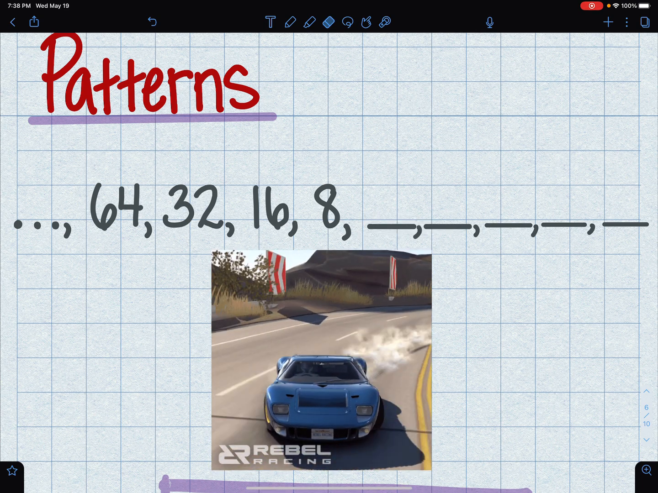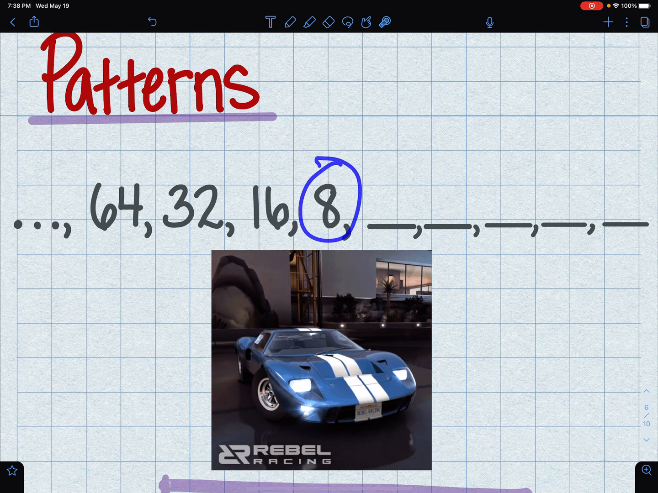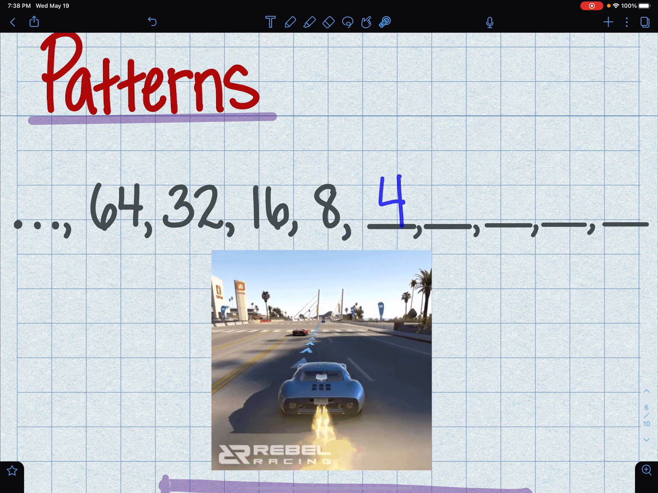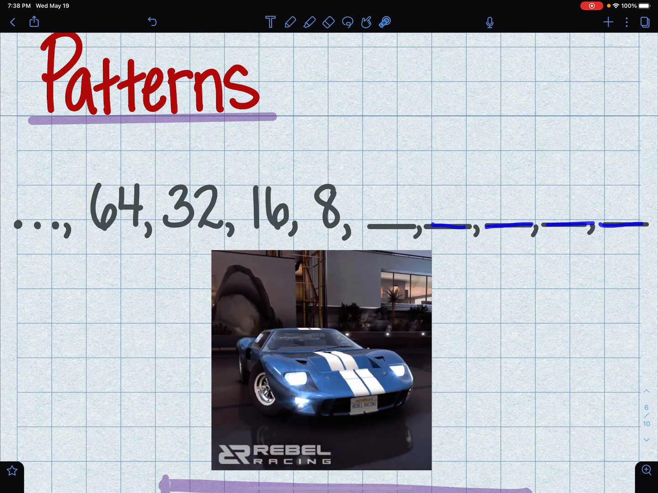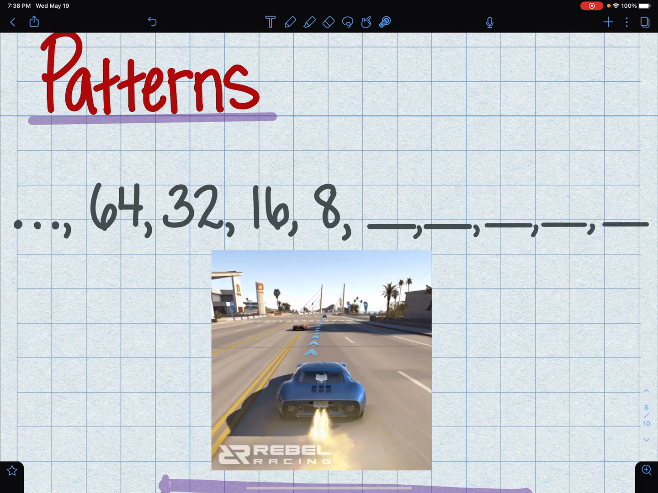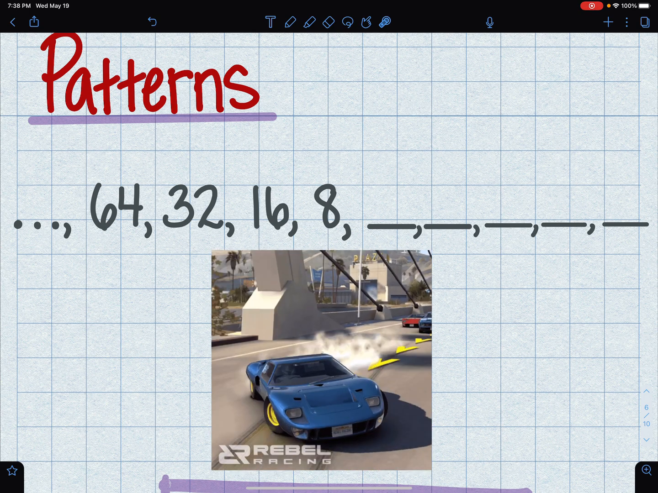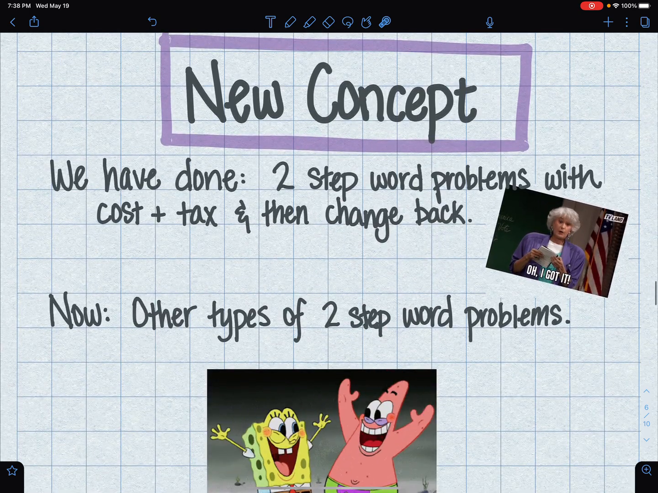Whoops, I didn't mean to erase that. Okay, so if you have this, cut this one in half, you're going to get 4. So that's the first one. You find the next 4, and it looks like you're going to probably have to get to a fraction somewhere in there, okay? Now, let's jump into the new concept.